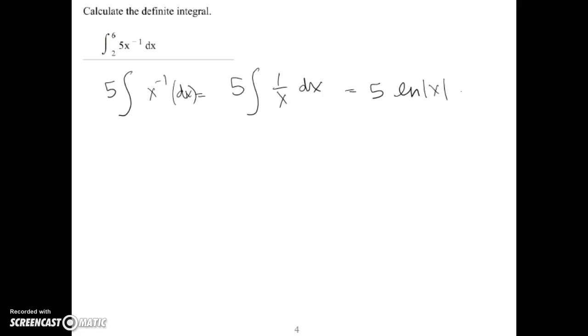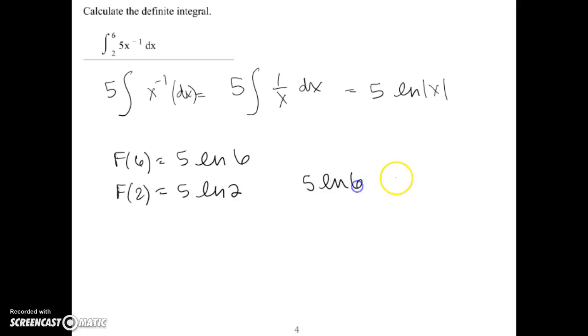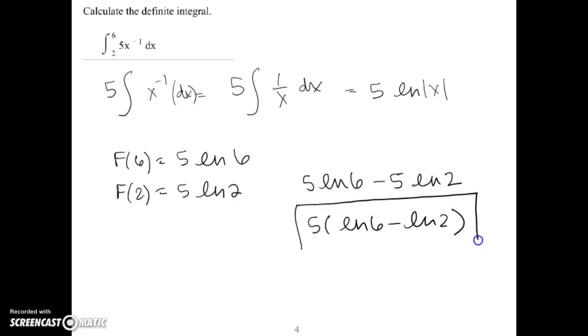So now we're going to plug 6 in and 2 in. f of 6 is going to be 5 natural log 6. f of 2 is going to be 5 natural log 2. And so the definite integral is going to be 5 natural log 6 minus 5 natural log 2. You could factor a 5 out here, I guess. And that would be the definite integral of a problem like that.